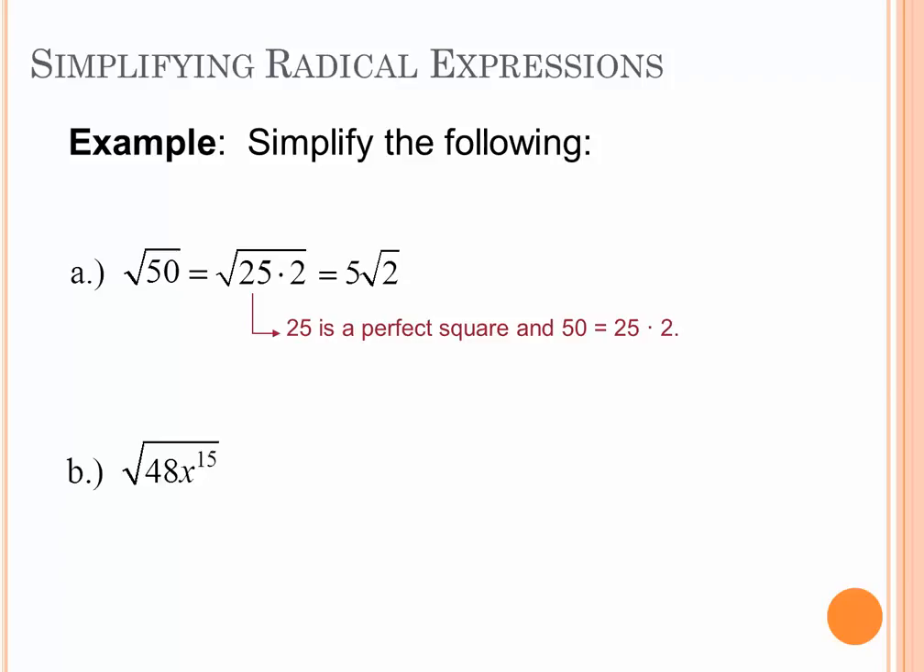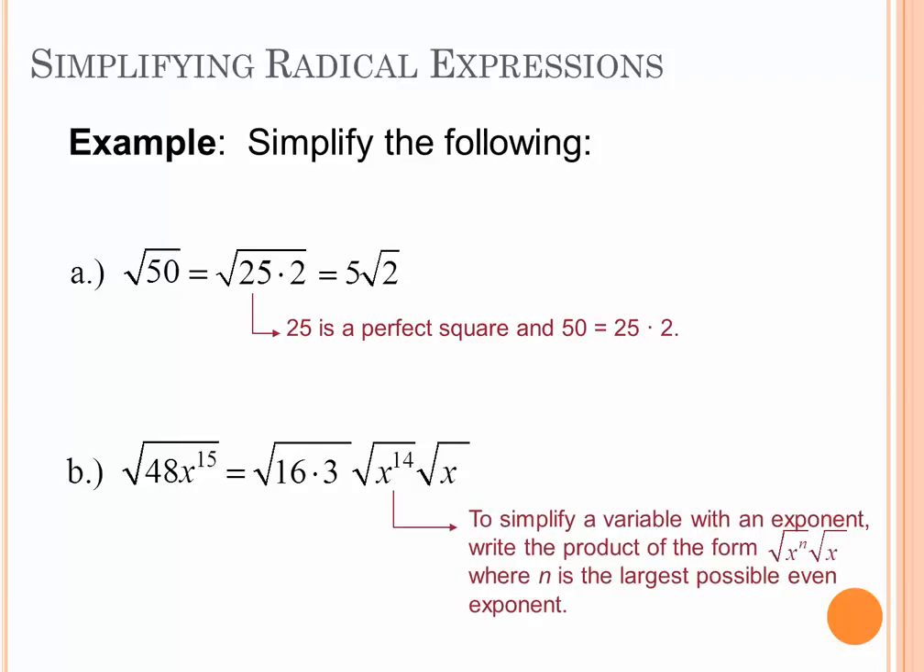Part B, the square root of 48x to the 15th, that could also be rewritten. While 48 is not a perfect square, the factors of 48 are 16 times 3, and 16 is a perfect square. X to the 15th could be rewritten as x to the 14th times x. The square root of 16 is just 4, so this could be rewritten as 4 times the square root of 3. X to the 14th could be simplified.